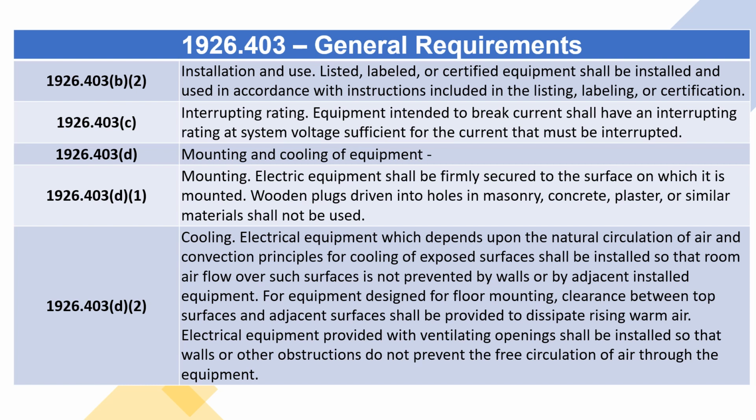1926.403(D)(2), Cooling. Electrical equipment which depends upon the natural circulation of air and convection principles for cooling of exposed surfaces shall be installed so that room airflow over such surfaces is not prevented by walls or by adjacent installed equipment. For equipment designed for floor mounting, clearance between top surfaces and adjacent surfaces shall be provided to dissipate rising warm air. Electrical equipment provided with ventilating openings shall be installed so that walls or other obstructions do not prevent the free circulation of air through the equipment.